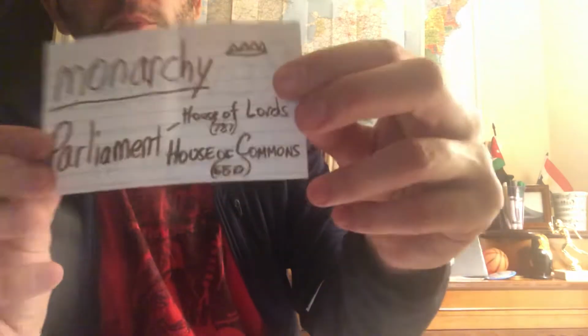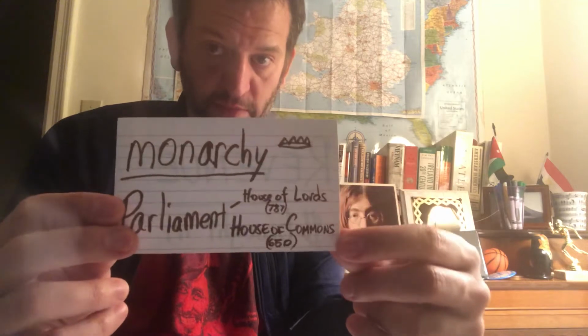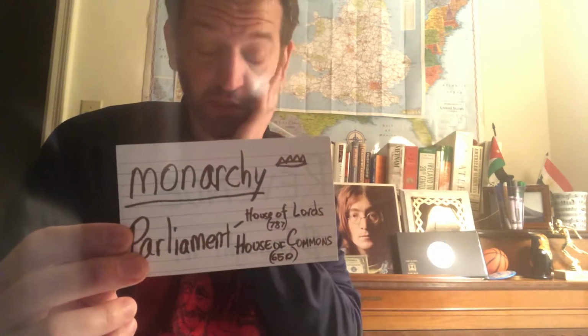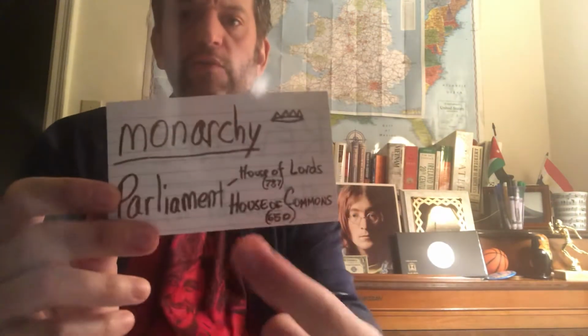Well, in the United Kingdom, the Parliament has two houses. Just like we have two houses, the House of Representatives and the Senate, they have the House of Lords and the House of Commons. Now, if you're thinking they copied off us, no. This is the original Parliament. This is the mother of all parliaments. We copied their idea.